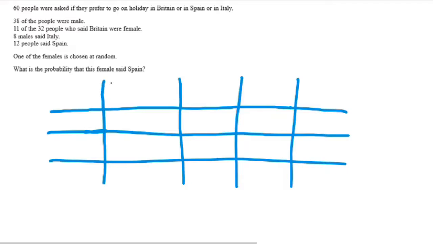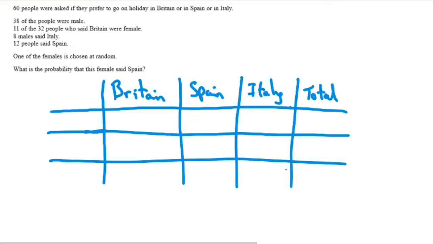So 60 people were asked if they prefer to go on holiday in Britain, Spain, or in Italy. So we're going to have Britain, Spain, Italy, and then the total. And we know that total already is going to be 60. Now 38 of the people were male. So if we just label this here, this is going to be female with a total. And yeah, so total males was 38.